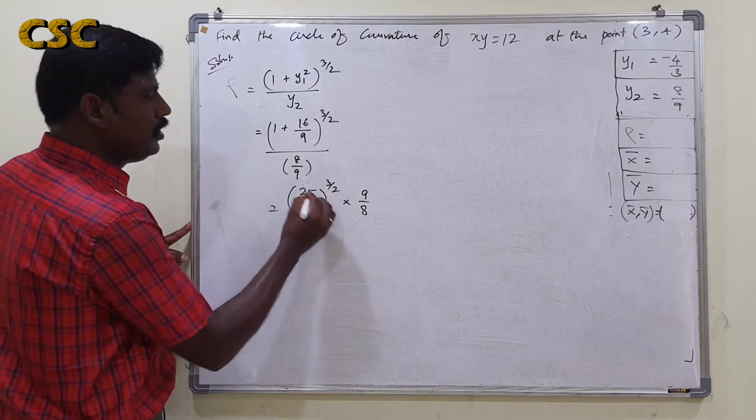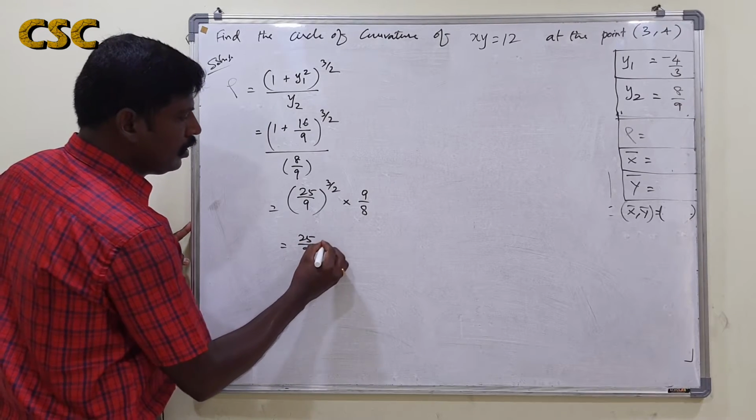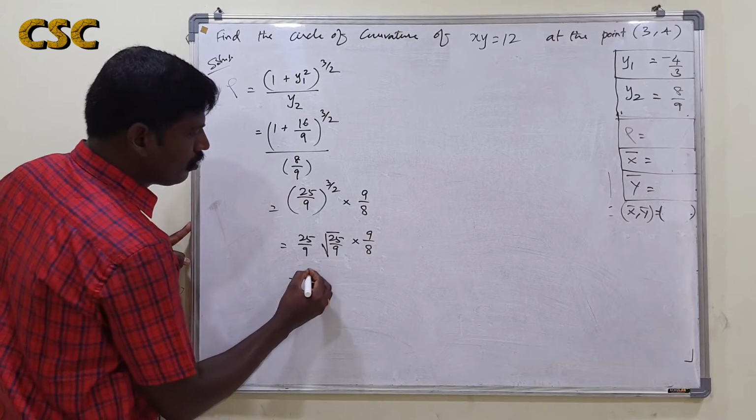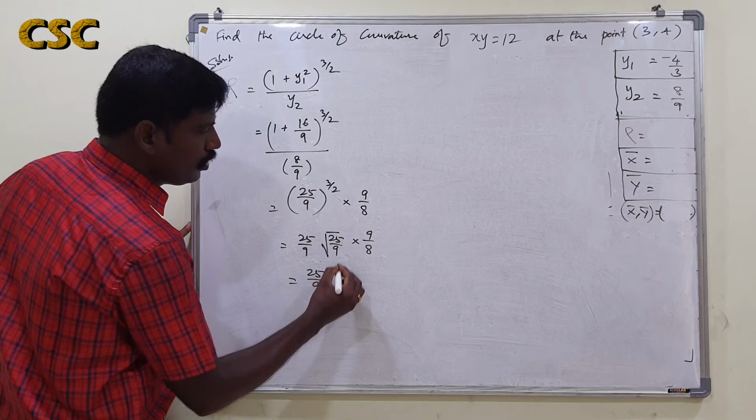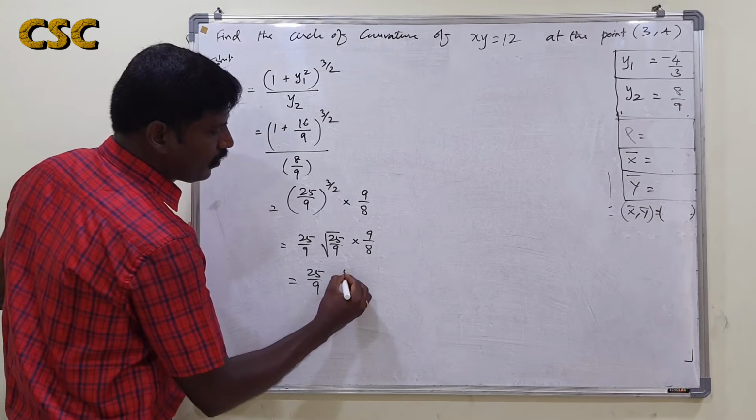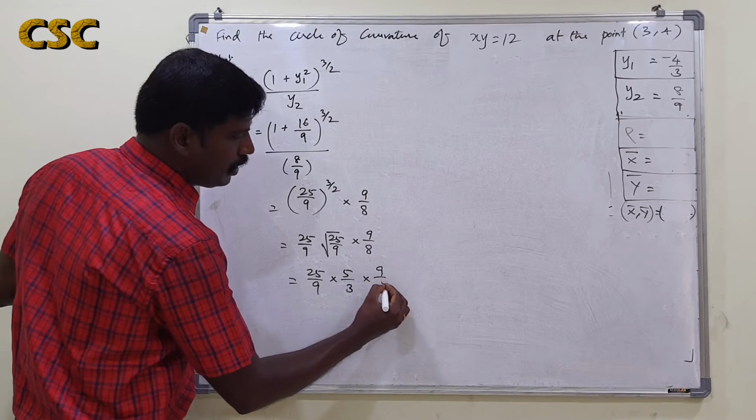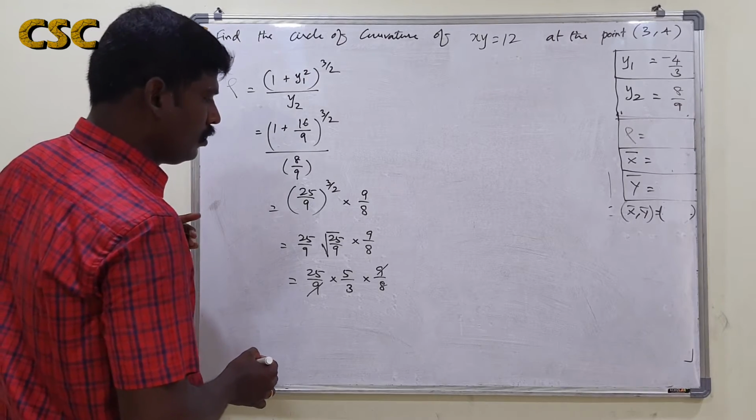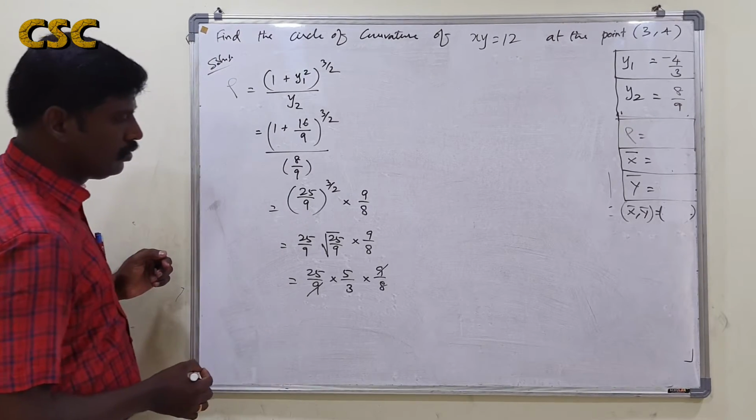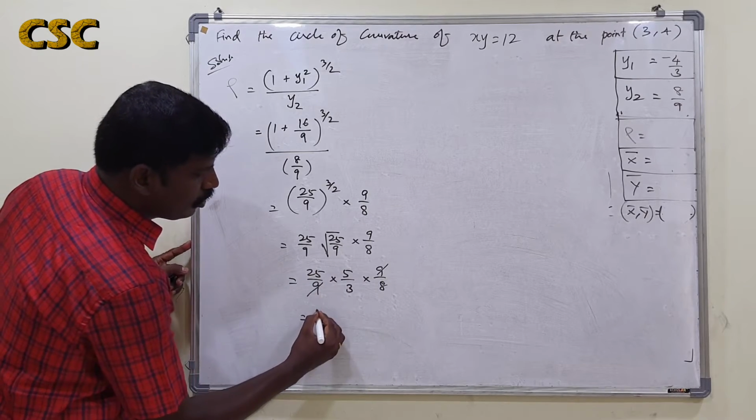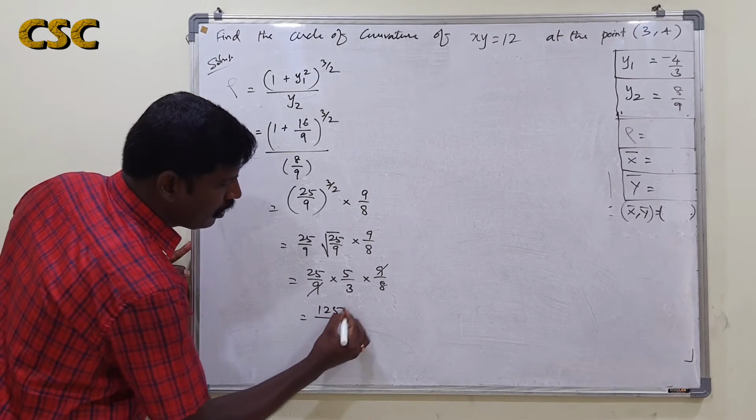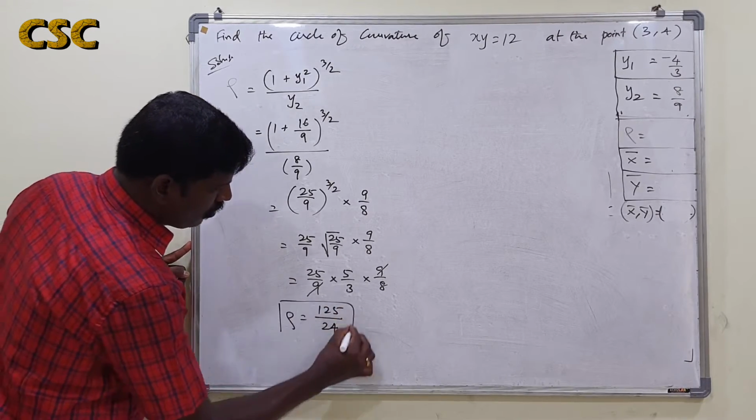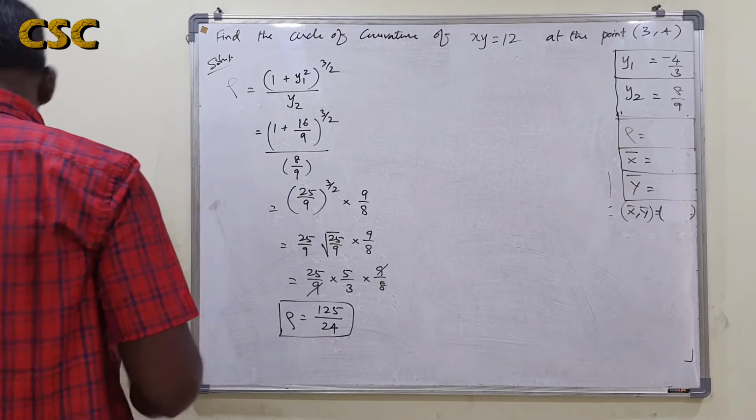So 9 by 8. What is this value? 25 by 9 into root 25 by 9 into 9 by 8. So that is equal to 25 by 9 into, what is the root of 25? The value is 5, by root 9 is 3, into 9 by 8. You can strike out the 9 with 9. That's all. Right? So what is remaining in the numerator? 25 into 5, 125. What is remaining in the denominator? 3 8s are 24. That is the value of rho, 125 by 24.